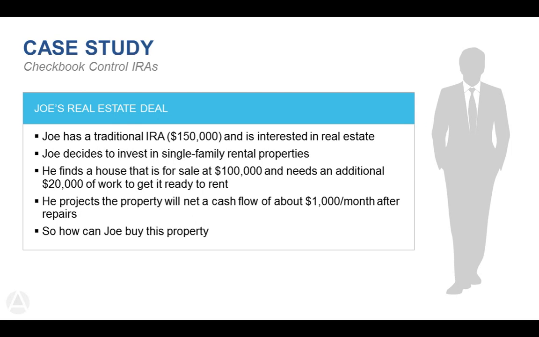Now, keep in mind, if your IRA owns a piece of real estate or is looking to buy a piece of real estate, it is going to be liable for its portion of ownership of any sort of expenses. So in this case, if he's looking to use that $150,000 he has in his traditional IRA, buying that $149,000 piece of property that may need work probably wouldn't work very well.